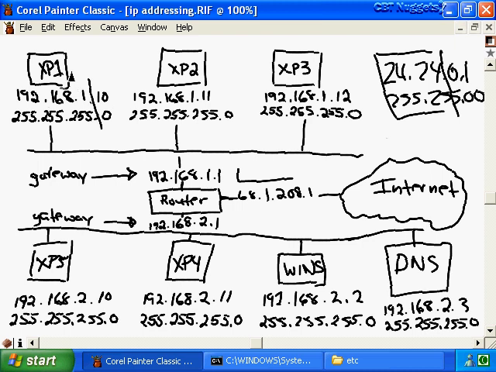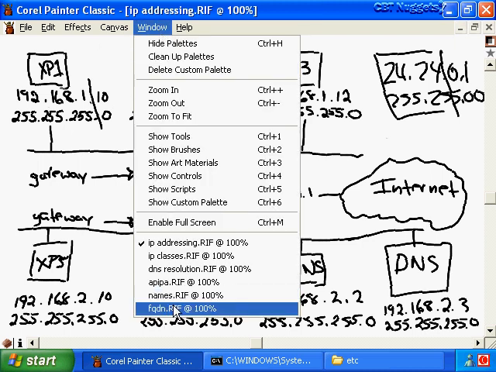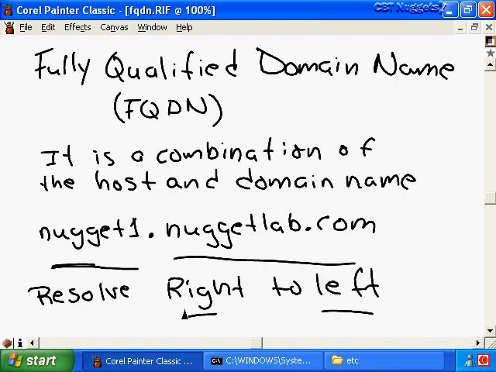However, we have an added dimension when we're trying to resolve host names to IP addresses, and that is we have to know the domain in which a host belongs. A domain is like Microsoft.com or CBTNuggets.com. When you combine a host name with the domain name, you derive what's called a fully qualified domain name. Let me show you what I mean by that. In this example, we have a host name called Nugget1 within the domain nuggetlab.com. And those two pieces combine together to form what's called a fully qualified domain name, or FQDN.